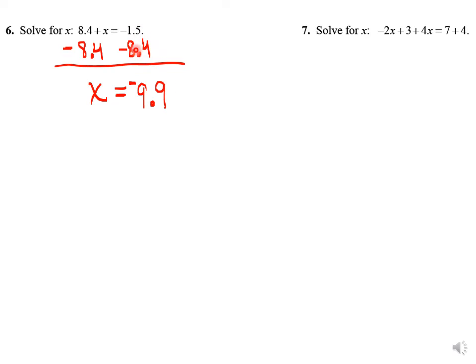Is that right? So there it is. 5 plus 4 is 9. 1 plus 8 is 9. They're both negative, so put a little negative sign, because I'm technically doing the addition property, right? I'm actually technically adding a negative 8.4 to both sides.